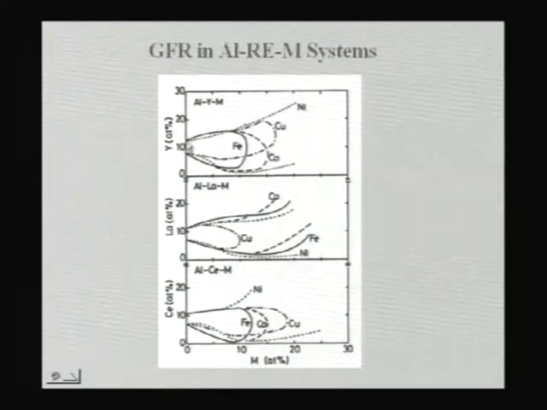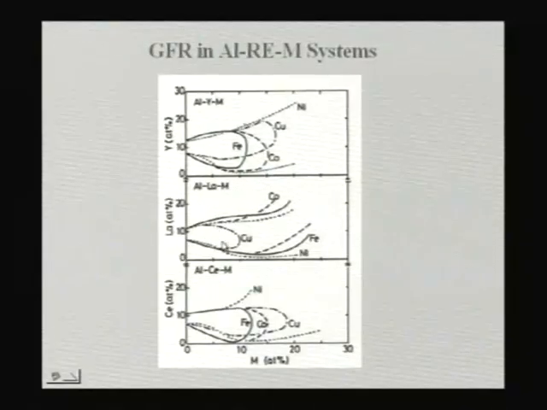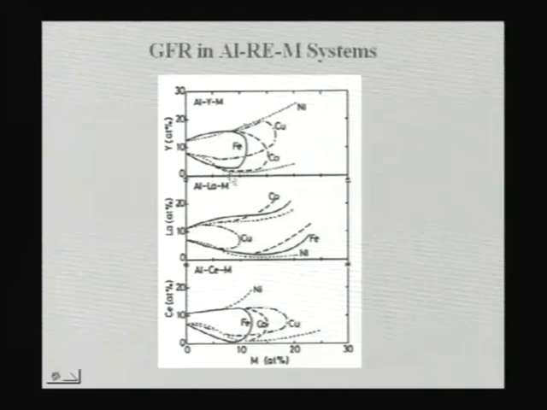You can see that in the binary, if you don't put any ternary element, the glass forming range is very small. It is around 10%, maybe 8 to 12. In most of the cases it is something like 8 to 12 or 10 to 11. This is the small range, whereas if you put certain ternary element, it can be made much wider, as you can see here, or in case of cobalt or copper or nickel it is much wider. So like that one can widen the glass forming ability range.